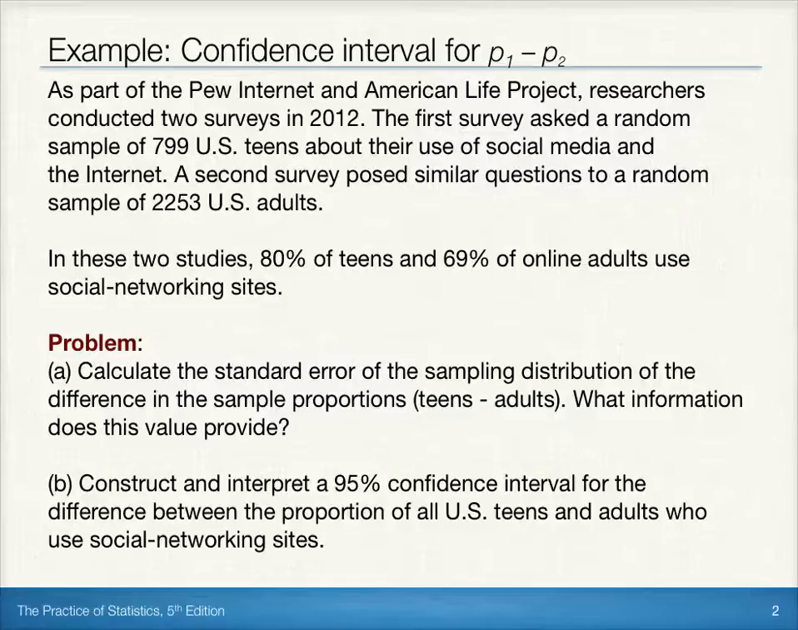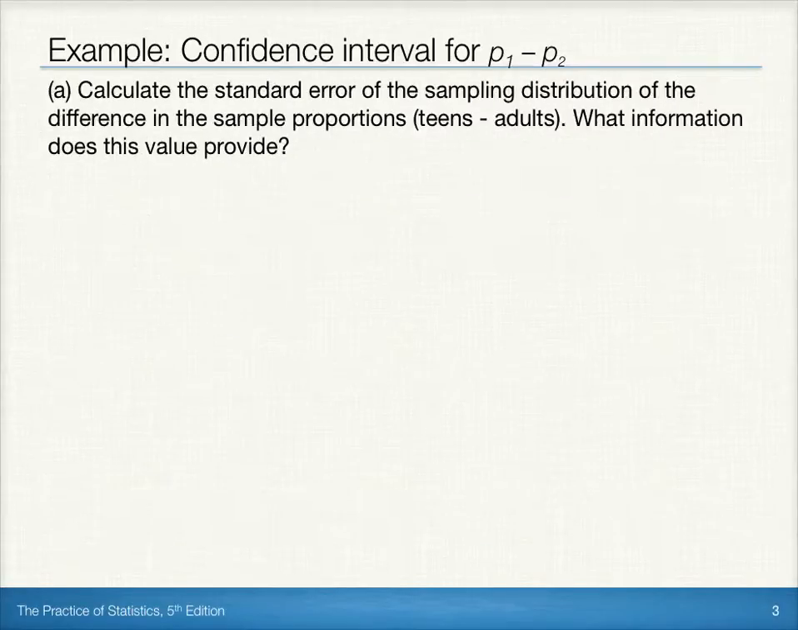For this problem, we'll calculate the standard error of the sampling distribution of the difference in sample proportions. Then we want to know what information that value provides. Next, let's construct and interpret a 95% confidence interval for the difference between the proportion of all U.S. teens and adults who use social networking sites. Well, first let's calculate the standard error of the sampling distribution of that difference in sample proportions.